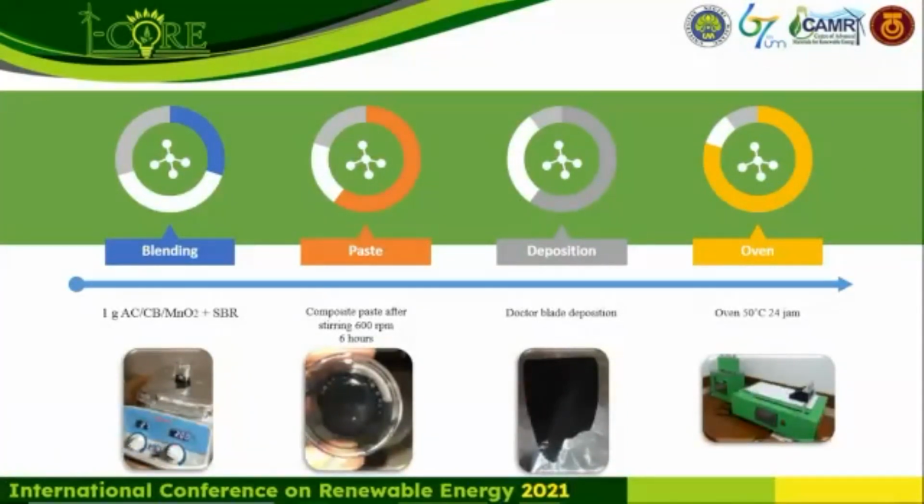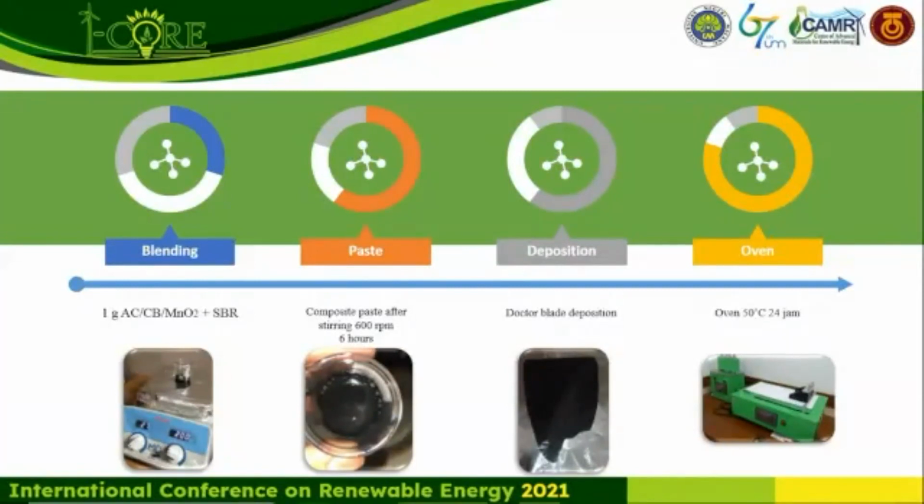The mixing process of AC/MnO2 composite solution used the blending method. First, dissolve 1 gram of SBR in 2 ml of deionized water, then add carbon black powder, activated carbon, and MnO2, and stir for 24 hours. The composite solution was deposited on the aluminum foil substrate using the Dr. Blade method and annealed in an oven at 50 degrees Celsius for 24 hours.